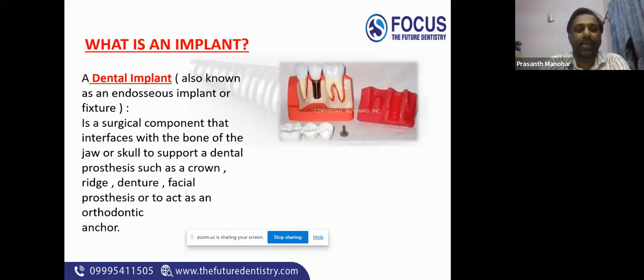A dental implant is an artificial material that has been implanted into the bone so that it can support the prosthesis, dental prosthesis mainly. It can be a crown, it can be a denture, or it can be a maxillofacial prosthesis. Understood? Even dental implants can be used for orthodontic anchorage.